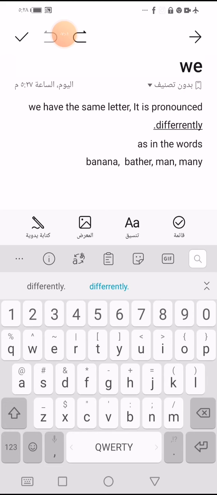Next time, God willing, I am going to give you the organs of speech, because how do we produce sound? Definitely there are what we call organs of speech. These organs of speech are responsible for the production of sound.